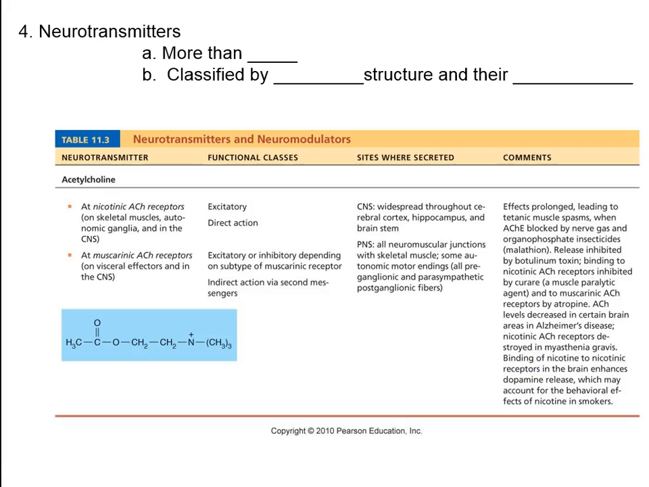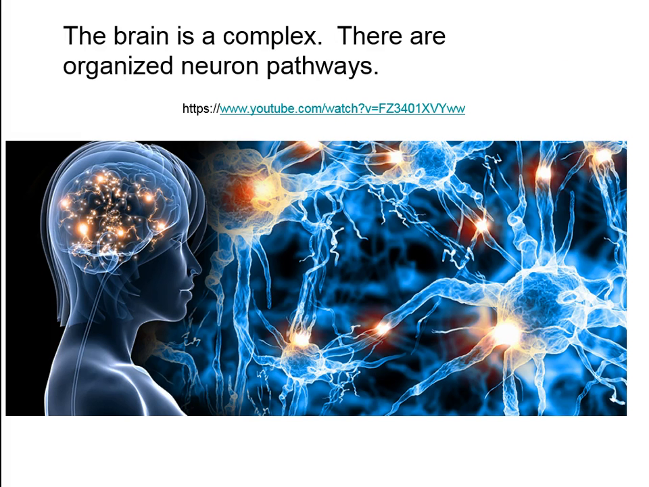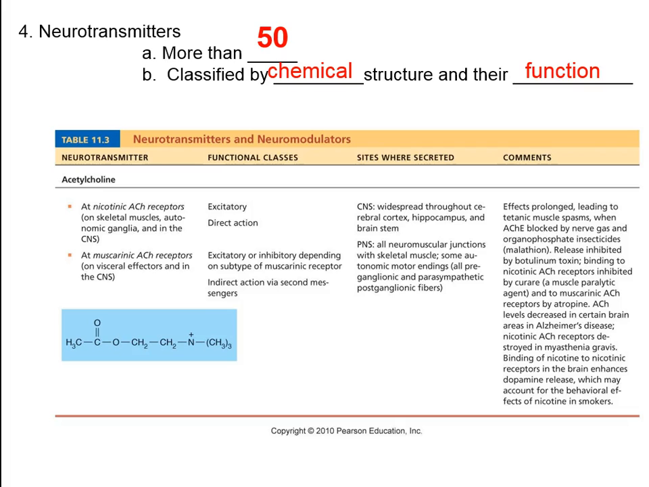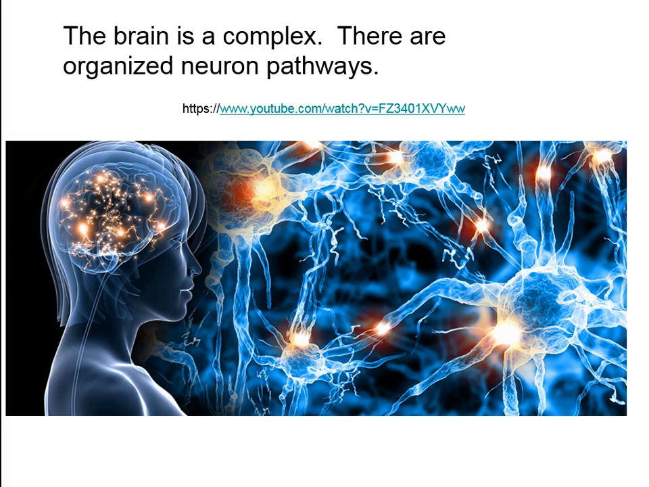Now, how about those neurotransmitters? With the neuromuscular junction, we saw one, acetylcholine, but with nerves to nerves, there are more than 50. They're classified by their chemical structure and by their function. I'm not going to require you to learn all the different types, but you can see acetylcholine is one of those, but if you look in the charts in the book, there are more than 50. Now, your brain is very complex and there are organized neural pathways all in your brain, and it's very complicated to see all of these pathways. Let me see if I can get this YouTube video to play.